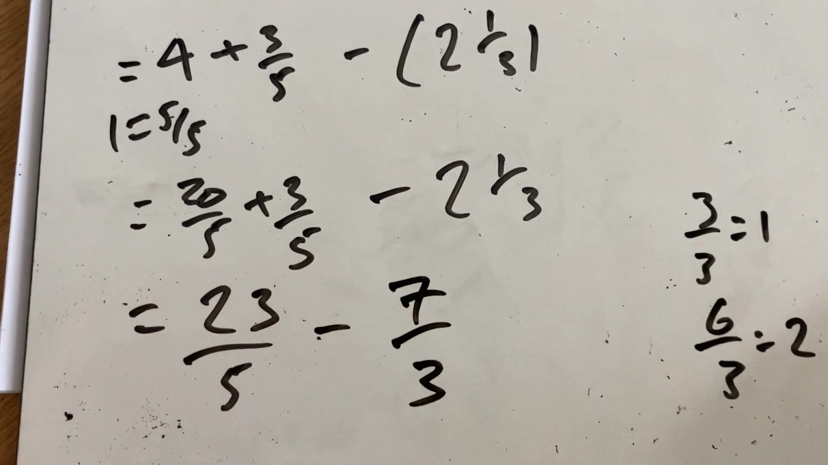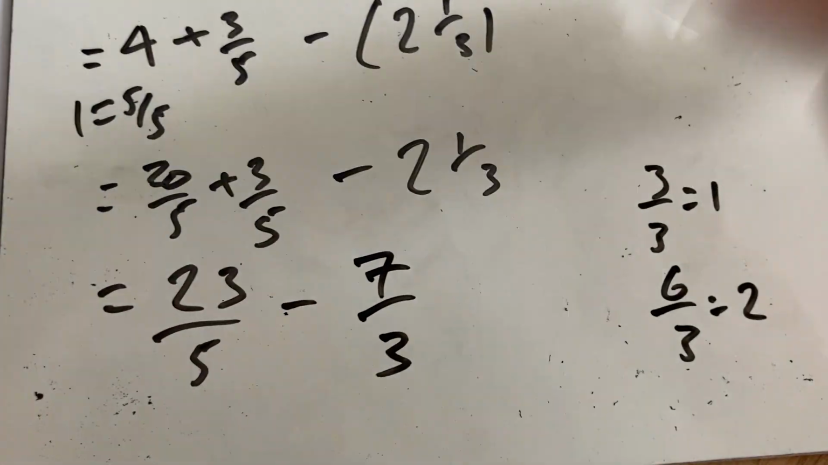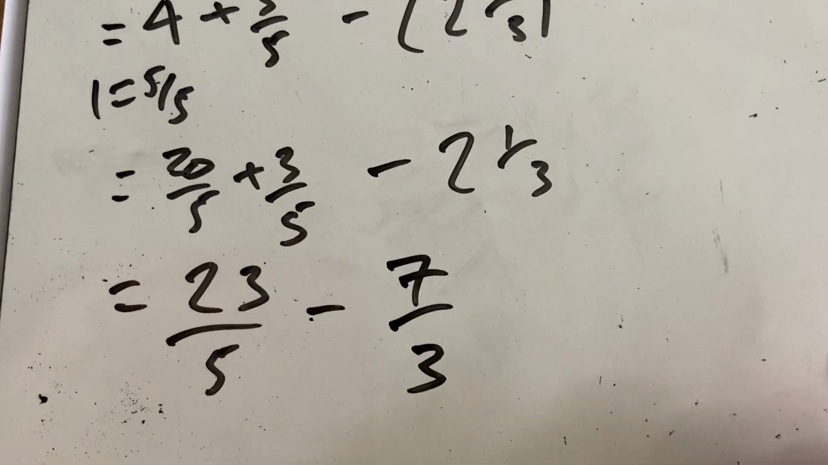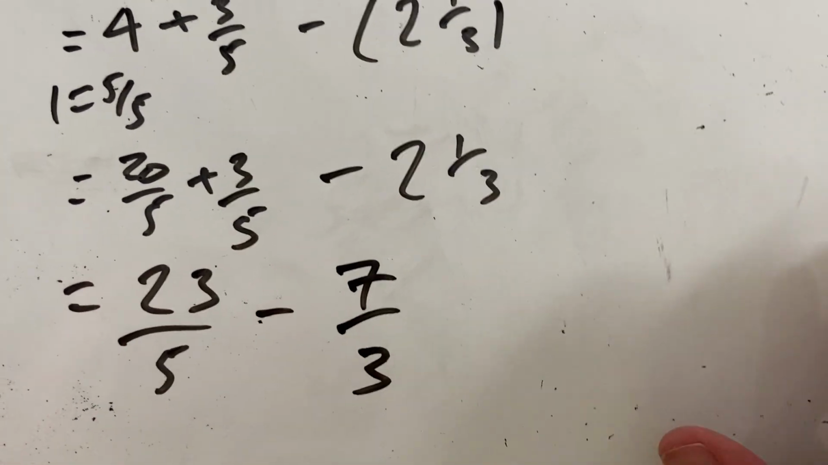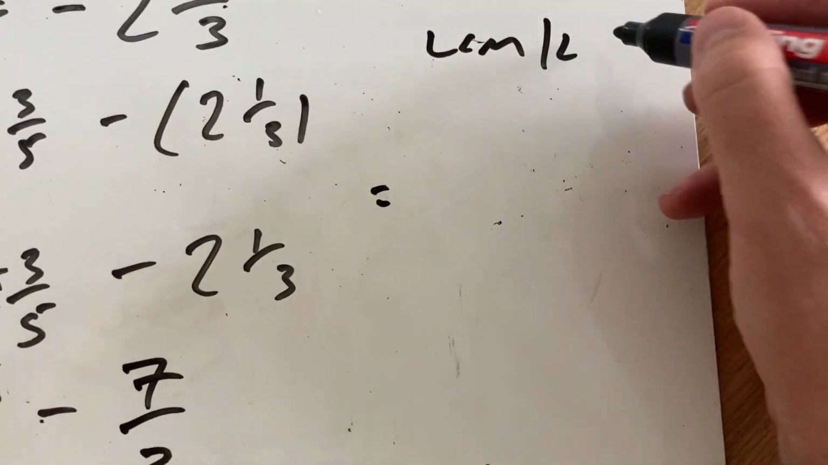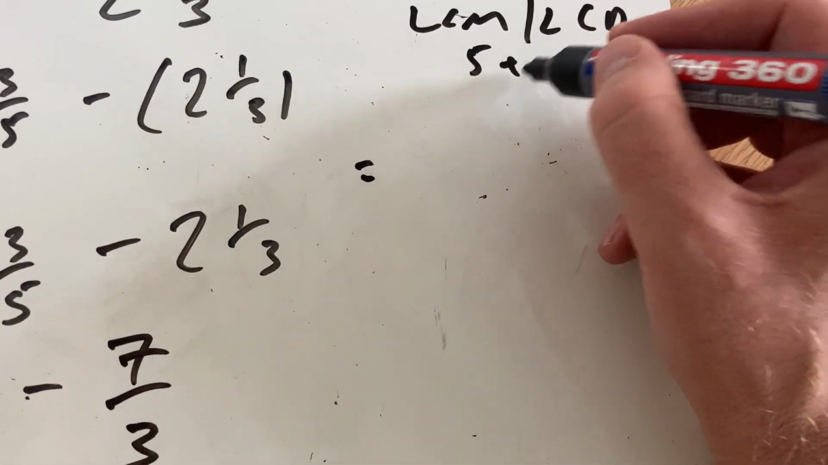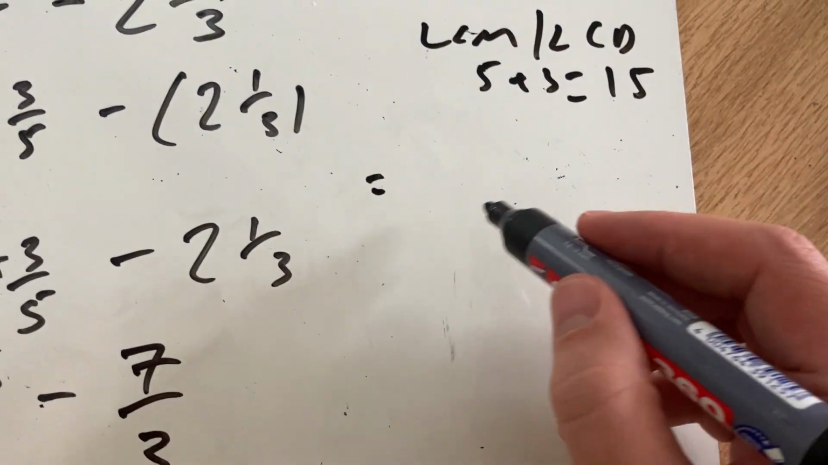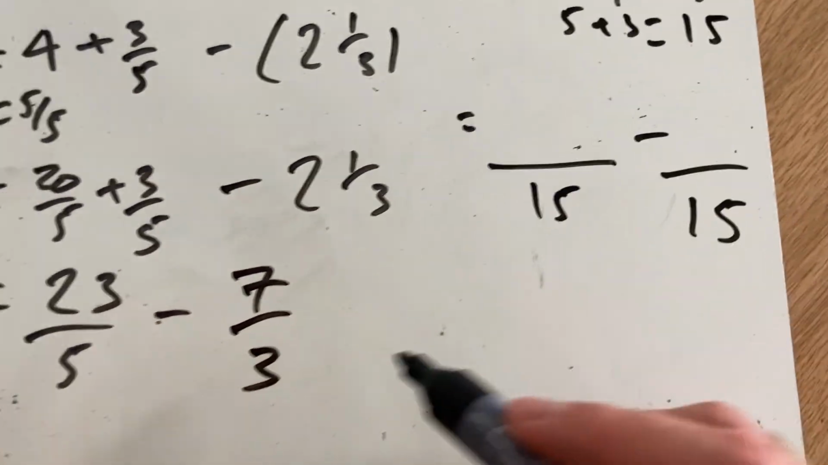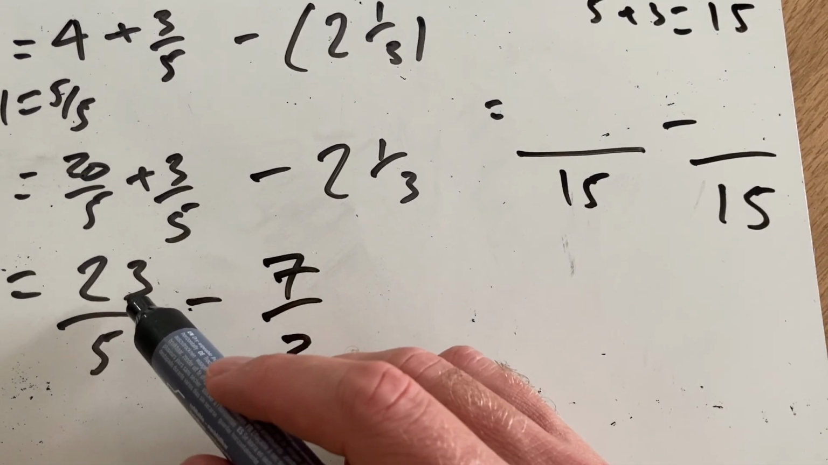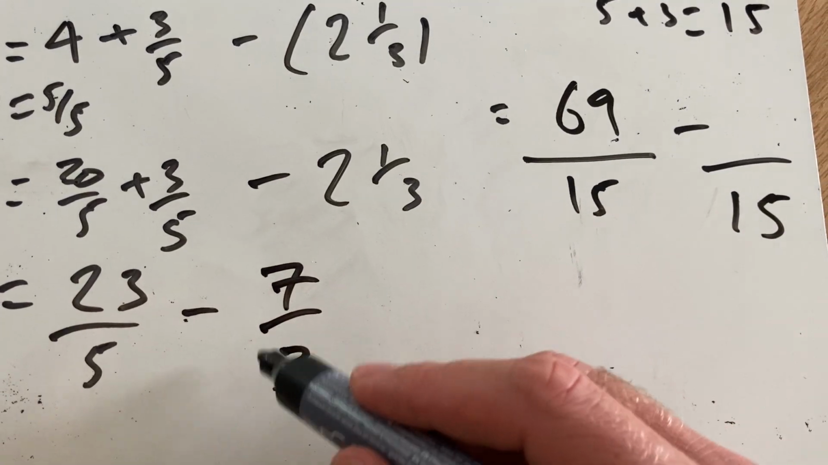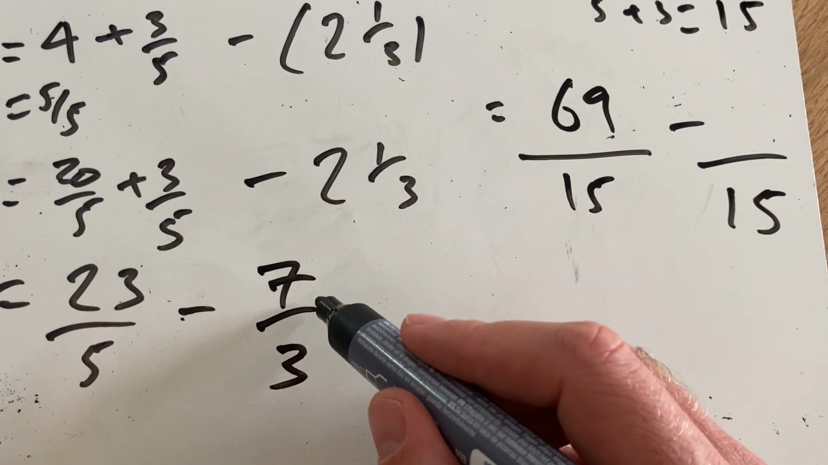I've also got to make them have the same denominator because it's like different currencies here. I can't actually compare these right now. So I'm going to make them into their lowest common multiple or the lowest common denominator of 5 and 3. It's going to be 15. So I do 15 there and 15 there. Had to times that one by 3. So I times that by 3 to get 69. Had to times that by 5. So I times that by 5.